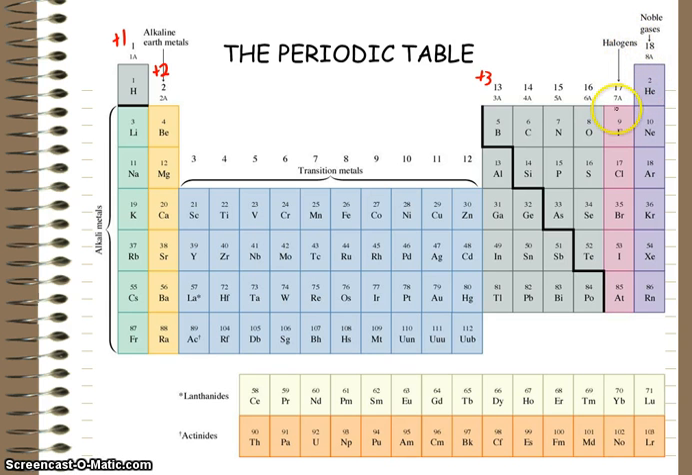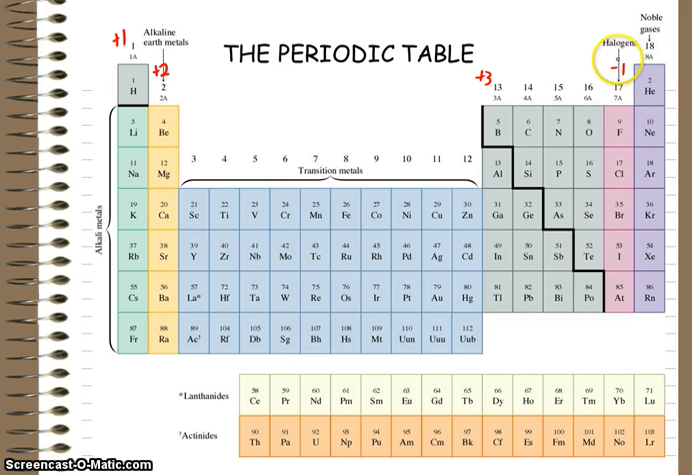But if we move one column over from the right, we're looking at the halogen group. Now this group has 7 valence electrons in it, so in order to become stable, it tends to gain 1 electron and form an ion with a -1 charge.